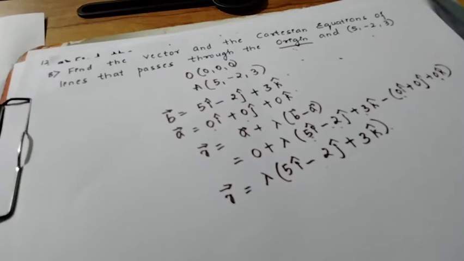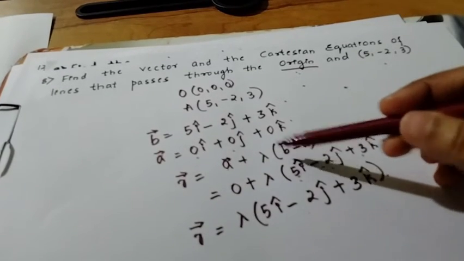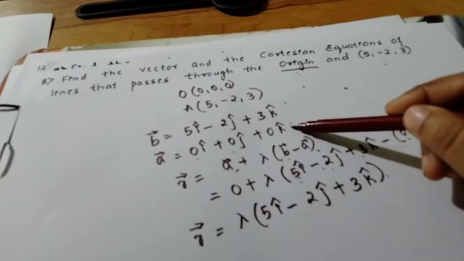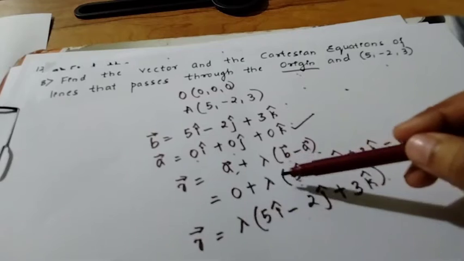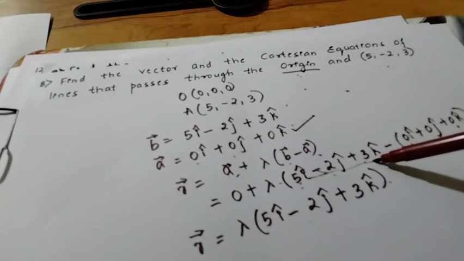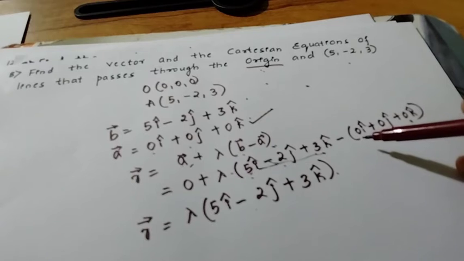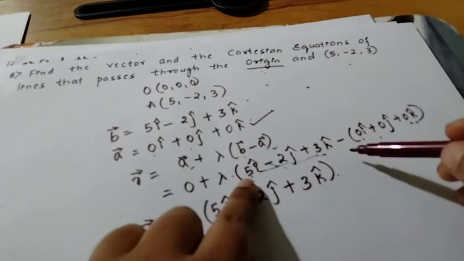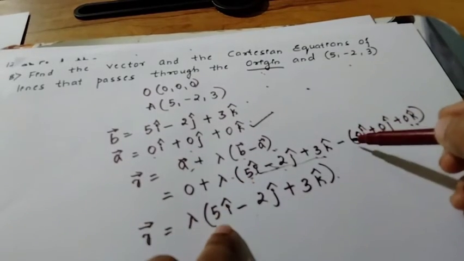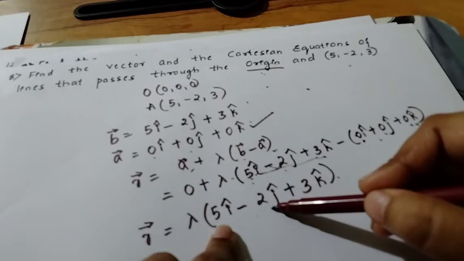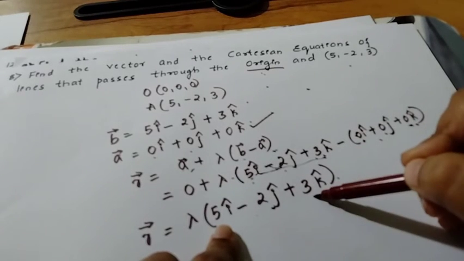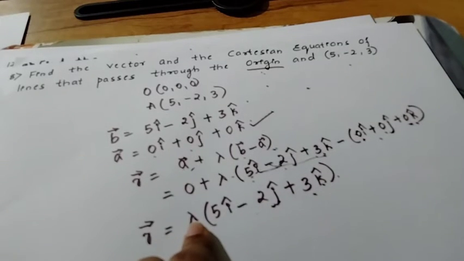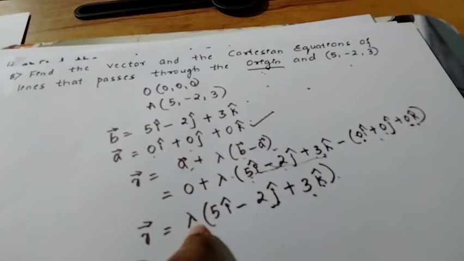So vector form, when 2 points are given, a plus lambda times of b minus a is there. So a is almost with respect to the origin, it becomes 0 only, plus lambda times of b vector I have written here minus a vector. A vector is what with respect to origin? 0i, 0j, 0k. So 5 minus 0, 5. Minus 2 minus 0 is minus 2. 3 minus 0 is 3. So 5i minus 2j plus 3k, lambda as it is. This is in which form? This is vector form.